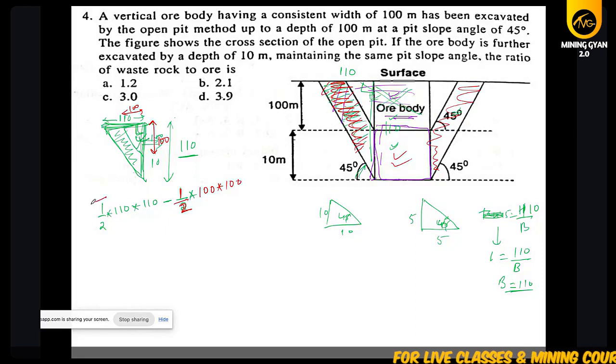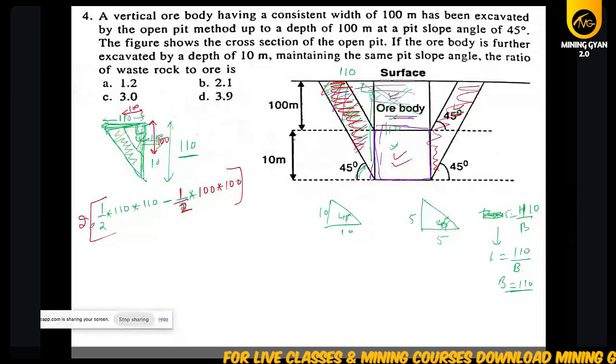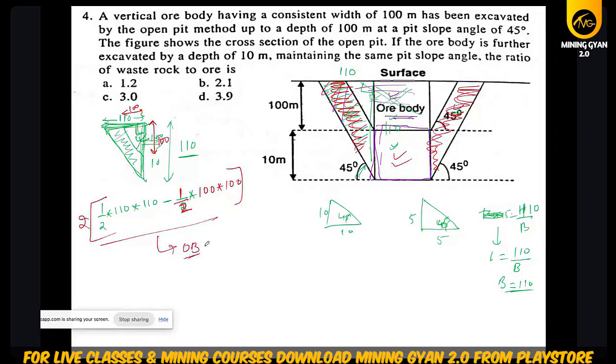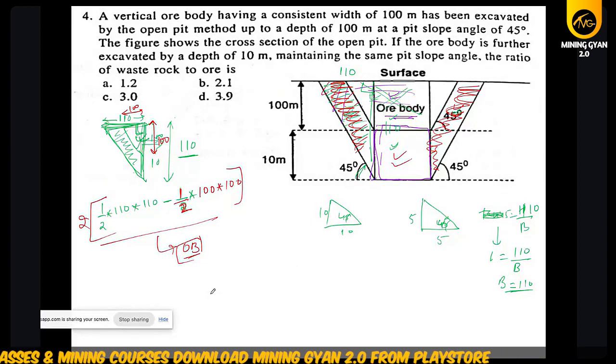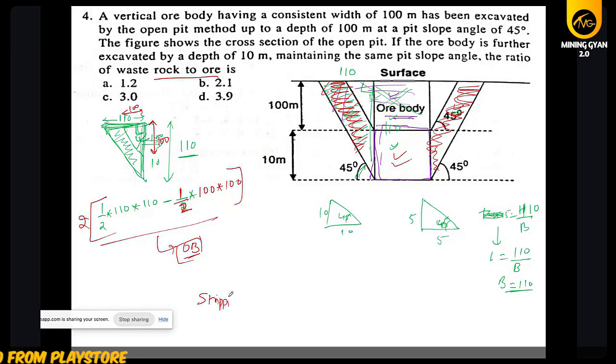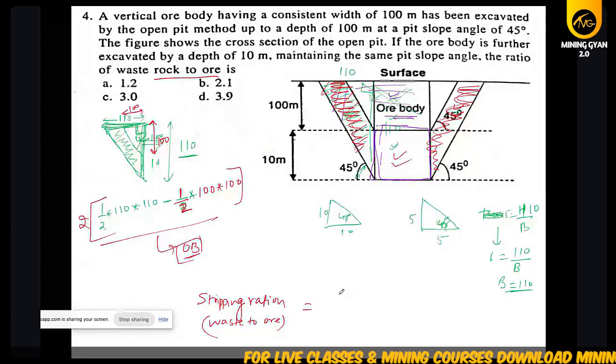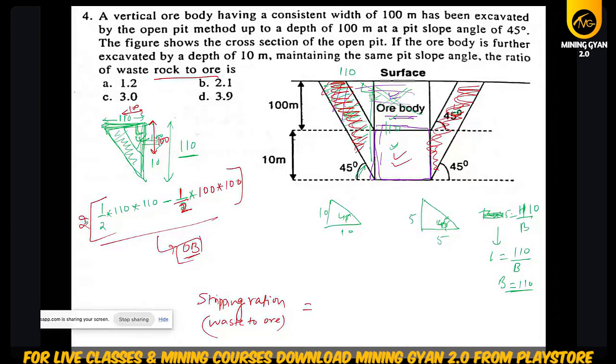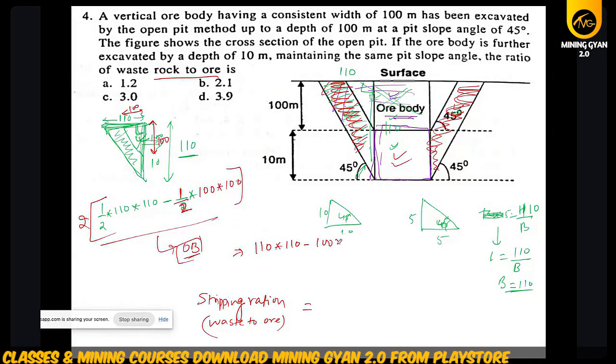If you multiply it by 2, because that is similarity, you will get this also. So this is your OB, right? So what is our formula for the ratio of OB, waste rock to ore? What stripping ratio he wants, the stripping ratio, waste to ore. So how much waste has come, we are multiplying this, you solve this. The 2 will cancel out, so it will be 110 into 110 minus 100 into 100.